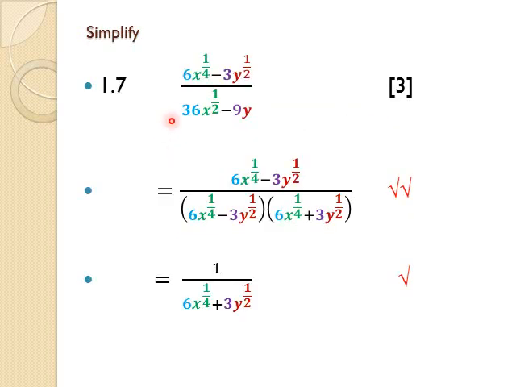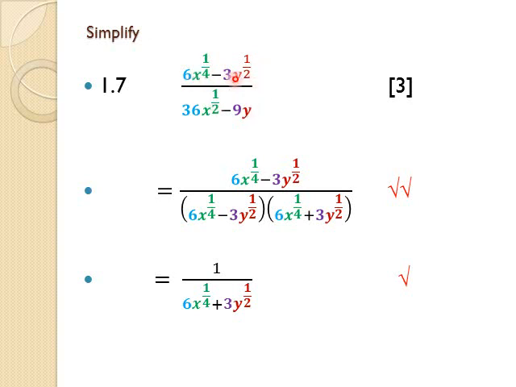Right, so in 1.4 they've given me 6x to the power a quarter minus 3y to the power half, over 36x to the power half minus 9y. Generally when you see exponents given in this format in fractions, I assume you can see what I'm saying. What's 6 times 6? 36, right? 3 times 3, 9. A quarter plus a quarter gives me half, and a half plus a half gives me 1.